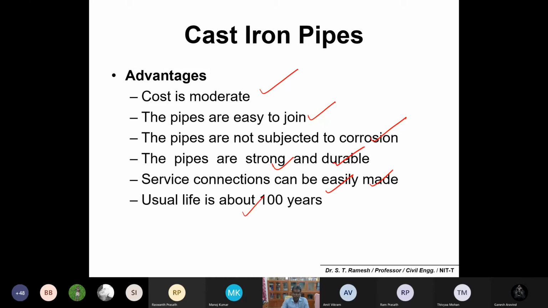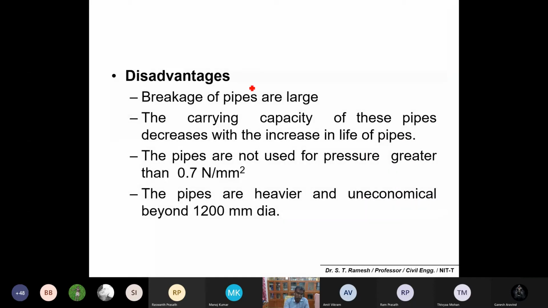And the last one is about the usual life of CI pipes, which is almost 100 years. So these are some of the advantages of using CI pipes in the conveyance system. Some of the drawbacks here: breakage of pipes is very large. Please make a note.